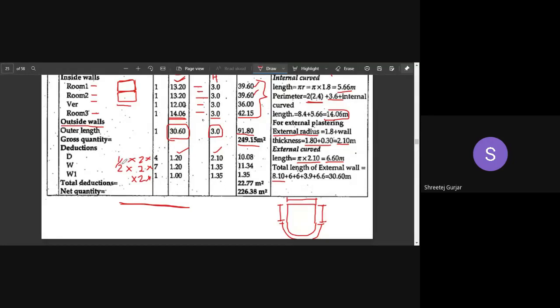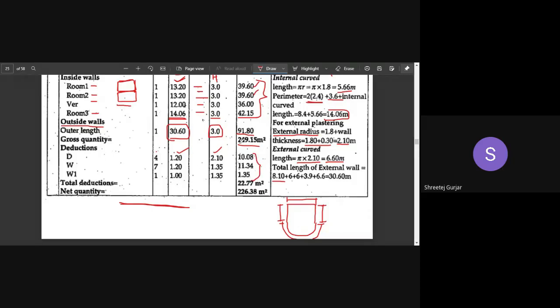So this half and this 2 will cancel, and we will be left with only these quantities. They have not mentioned this calculation part. So 4, 7, and 1 we can use. And then these are your opening sizes, which are given in the schedules. When you multiply number into length and into height, you get this in meter squared.